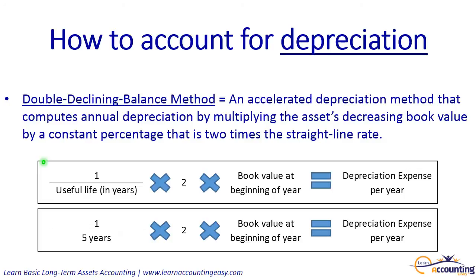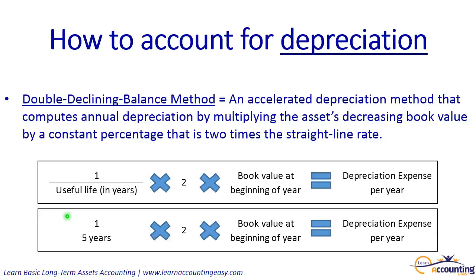So really all we're doing is we're starting out and we're saying if we take 1 and we divide it by the useful life, which is in years, we're going to get some kind of percentage. So with the asset we were looking at that had a 5-year life, if we took 1 and divided that by 5 years, that would of course be 1/5 or 20%. Now, way back when we looked at the straight line method, that was the depreciation expense per year. It was actually 20% of the $100 depreciable cost.